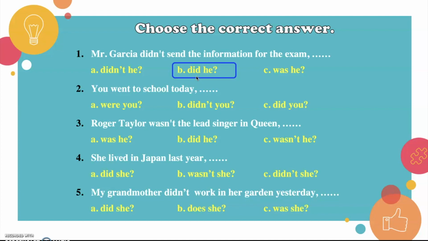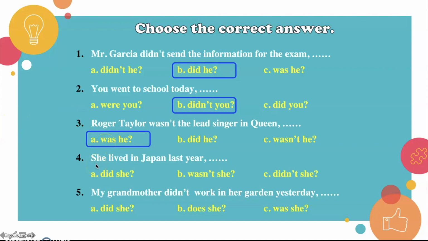Number 2. You went to school today. Didn't you? Very good, because the sentence is in affirmative. So we have to use the negative tag question. Number 3. Roger Taylor wasn't the lead singer in Queen. Was he? Perfect, because here we are using the verb to be in the past, in the wasn't form, negative. So as we have a negative sentence here, we have to use an affirmative tag question.